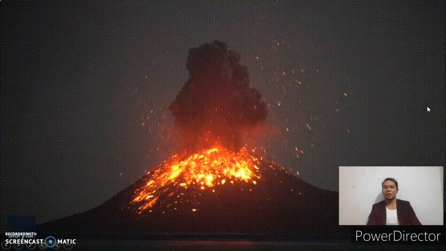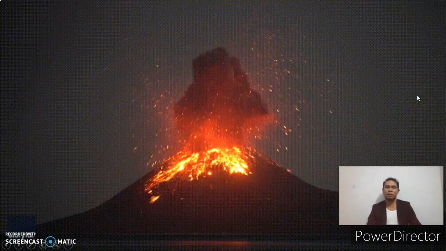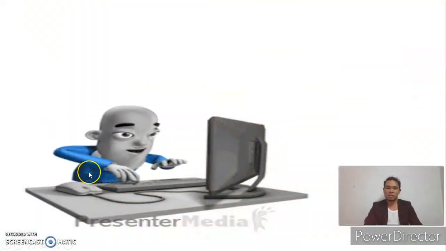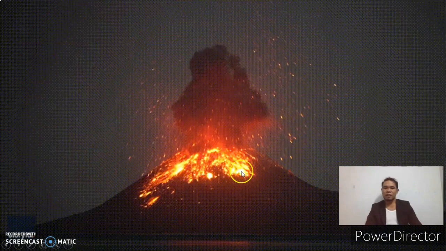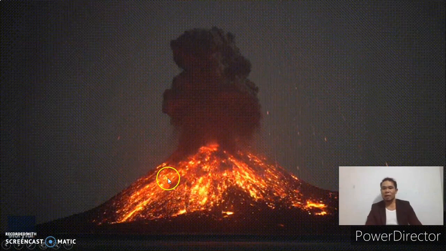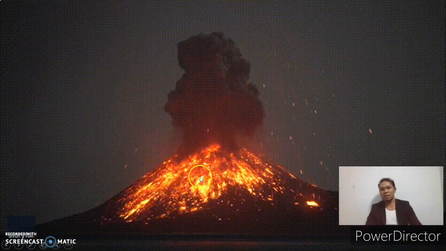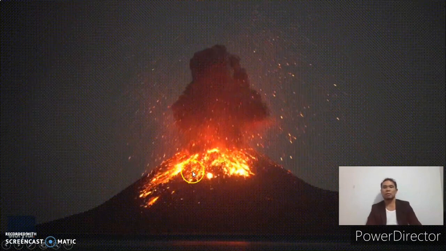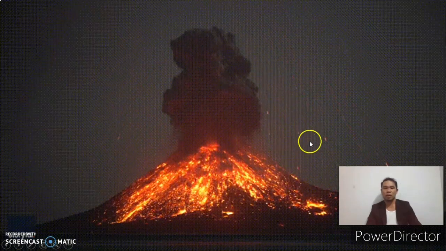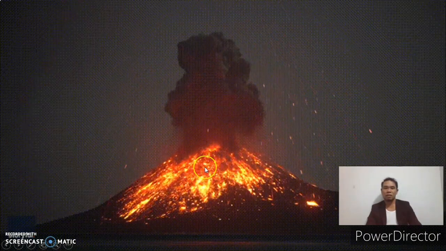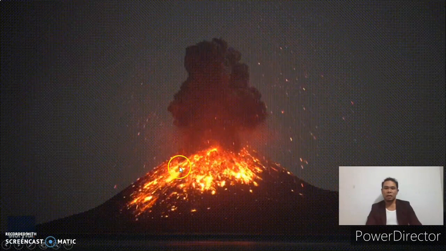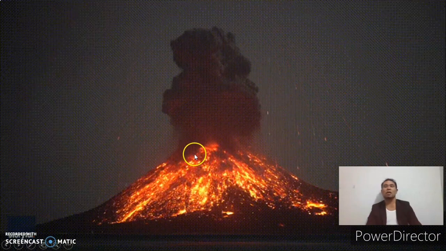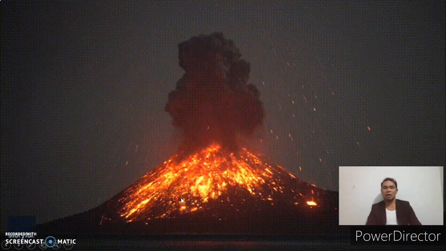Okay, let's proceed. Look at this one. This is the volcano. This is the lava. When it comes out from the inside of this volcano, it becomes lava. This is a kind of rock. When it cools, it becomes rock.